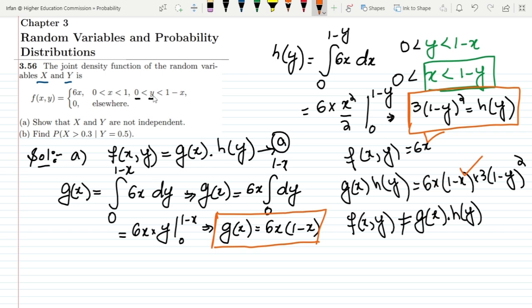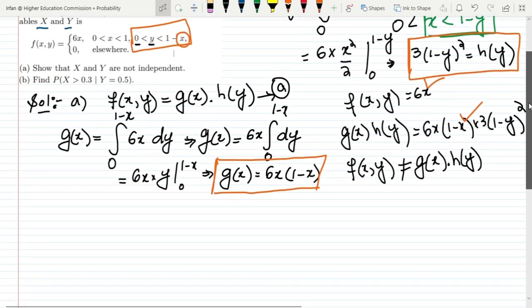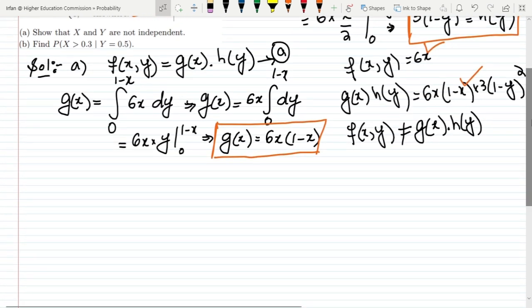Basically these are dependent on each other, and you can also see it from this equation as well, that the value of y is basically dependent upon the value of x as well, so therefore these two are dependent on each other, okay. Let me move to part b of my question, and here in part b we are asked to find x greater than 0.3 given that y is equal to 0.5, okay.